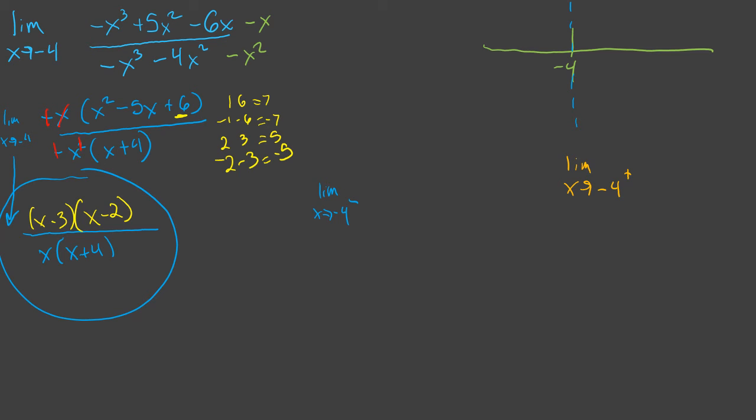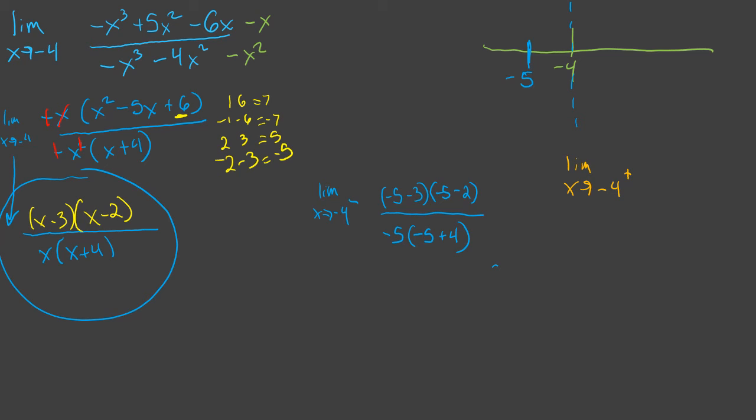And having this factored form over here will make it nice and easy to do that. So let's choose something a little bit to the left of negative 4. So let's do negative 5, make our life a little easier. And what we're going to do is put negative 5 in for x. So negative 5 minus 3 times the quantity negative 5 minus 2 all over negative 5 times negative 5 plus 4. And really what we're looking for, because the limits that we're dealing with are going to infinity, is to see if it's positive or negative.